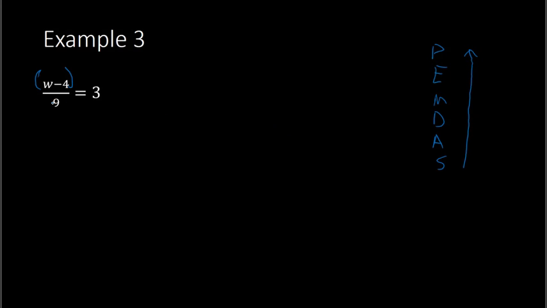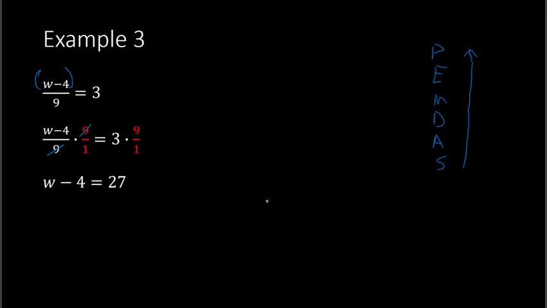So I begin actually with the 9. So to get rid of the 9, I do the opposite operation. So this is dividing by 9. So the opposite of dividing by 9 would be multiplying by 9. So I multiply both sides by 9, or 9 over 1, same thing, and the 9's would cancel. So the 9's will cancel out, which leaves me with w minus 4 on the left side, and then on the right side we have 3 times 9, which is 27.